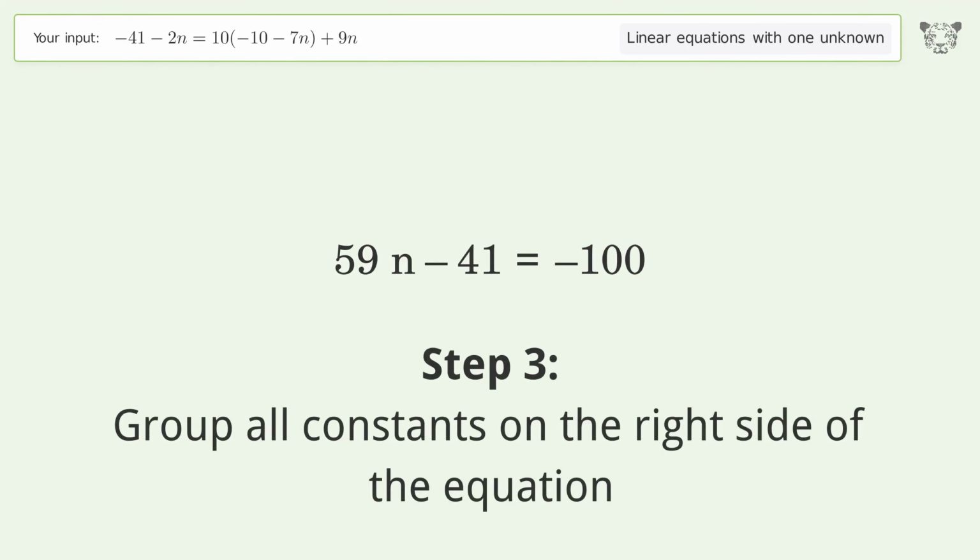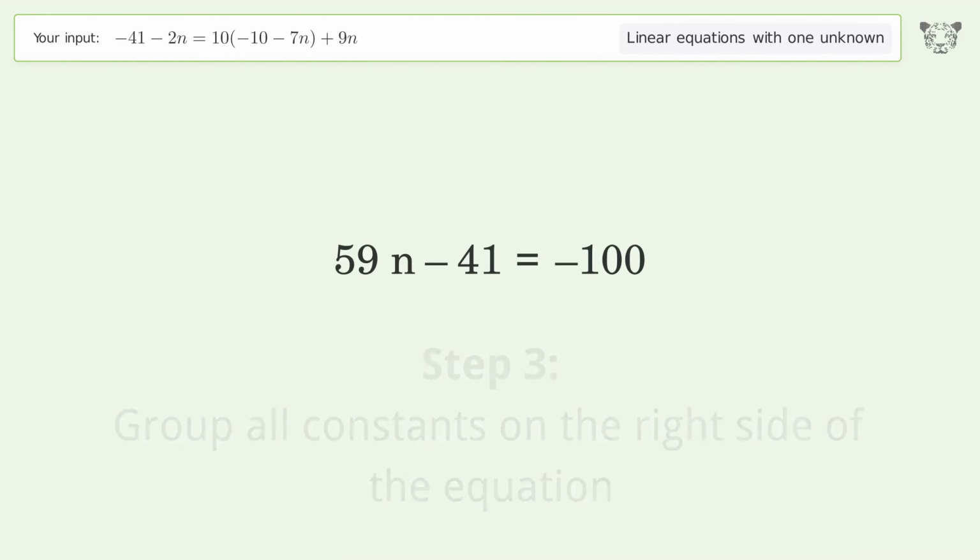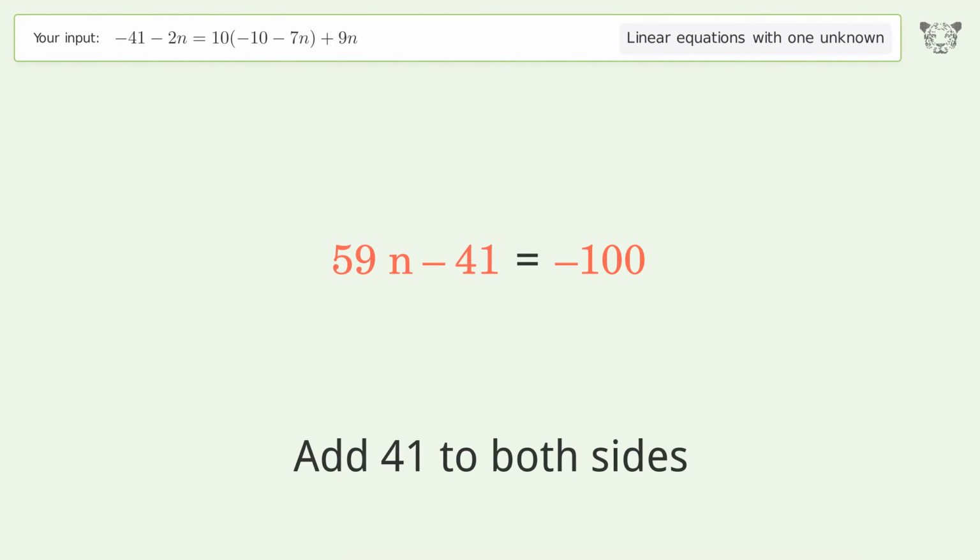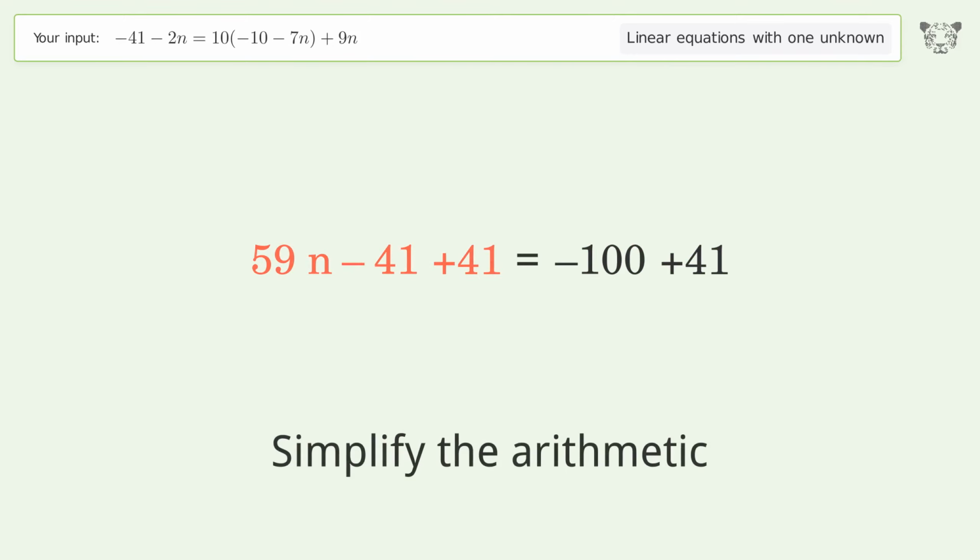Group all constants on the right side of the equation. Add 41 to both sides. Simplify the arithmetic.